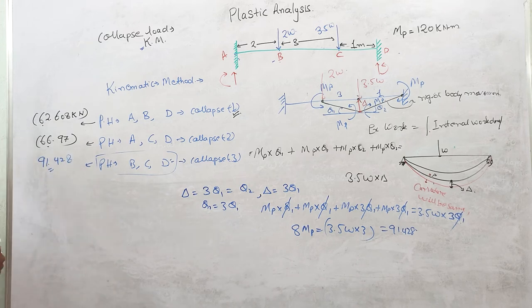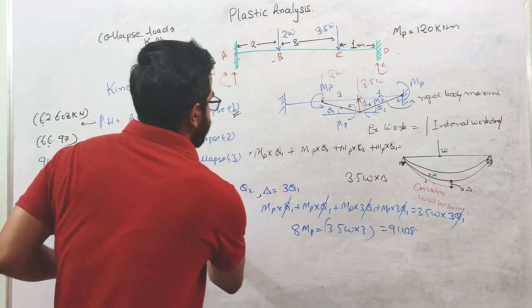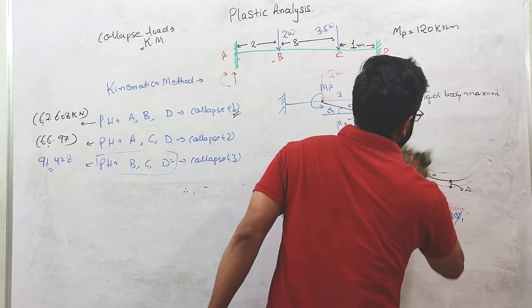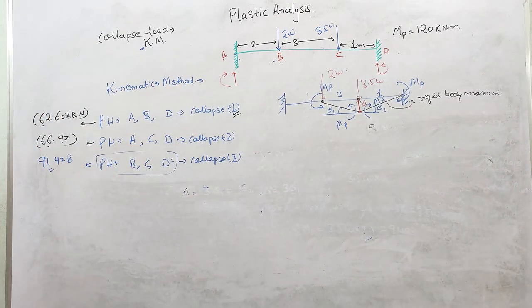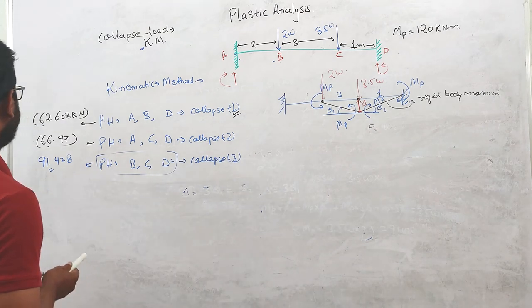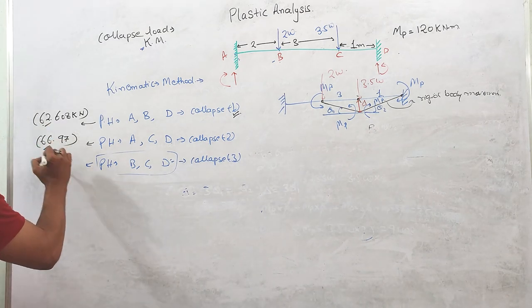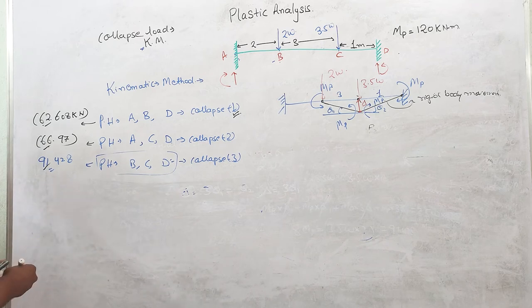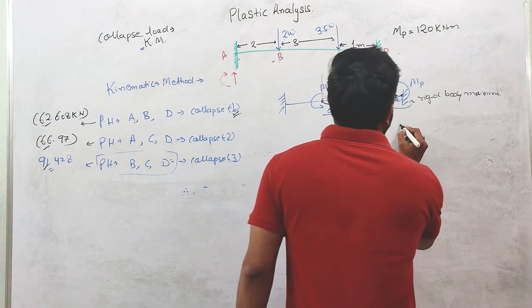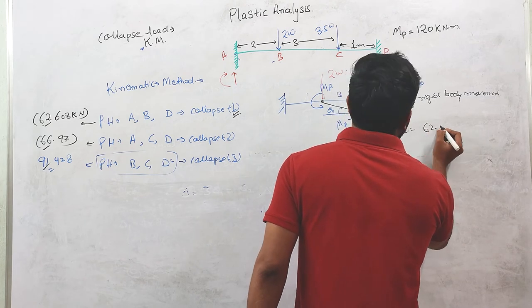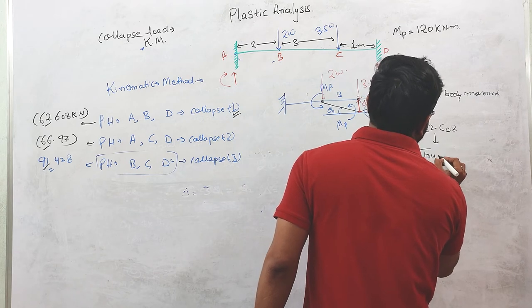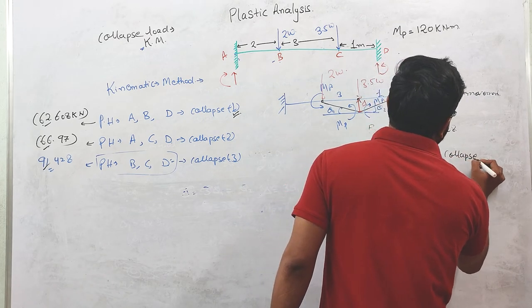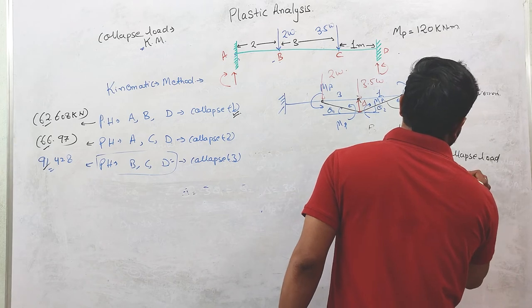Okay, so we have three collapse loads. What to choose? The collapse load will be the minimum of these three values. The minimum of these three values will result in the collapse. So actually the collapse load will be equal to 62.608. Now we have to check whether it is the true collapse load or not.